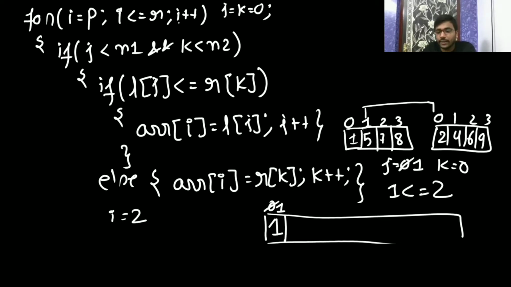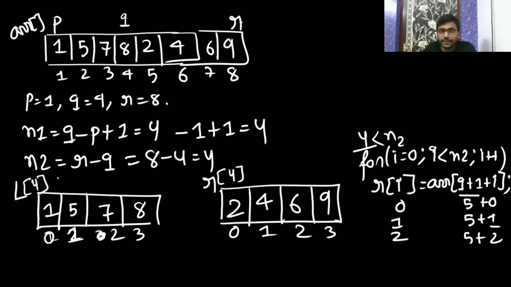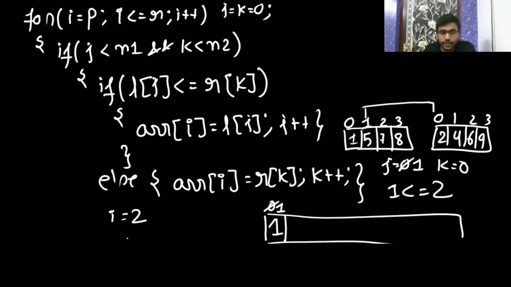2 is smaller than or equal to 8, yes. Your r is 8. See, 1 2 3 4 5 6 7 8, your r is 8. Now again it will go inside this loop. Condition satisfied: j is smaller than n1, true. Now left of 1, that is 5. Is 5 smaller than or equal to right of 0, which is 2? No, it is not smaller. So this condition is false.